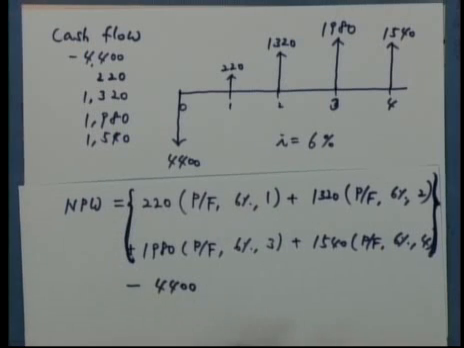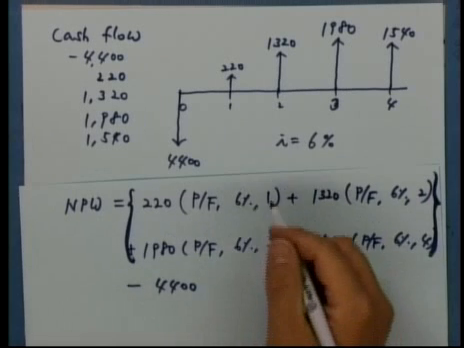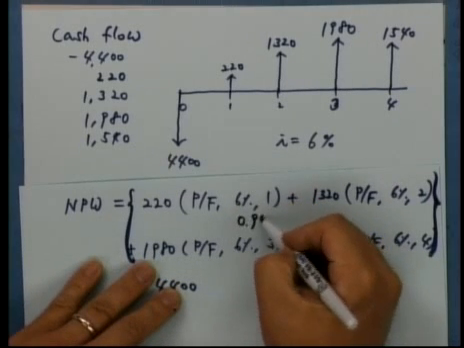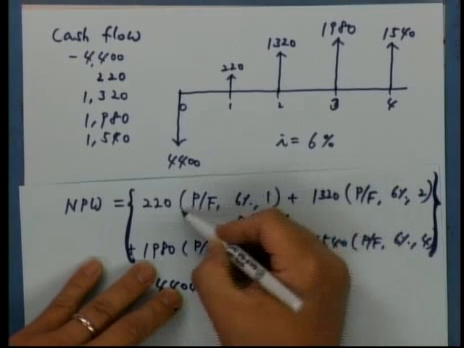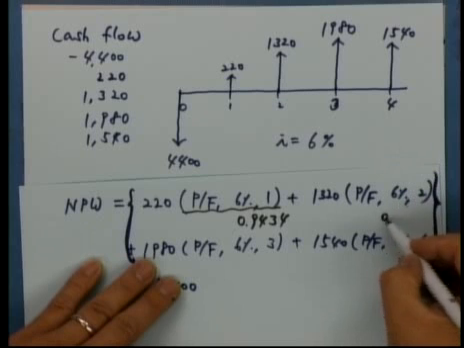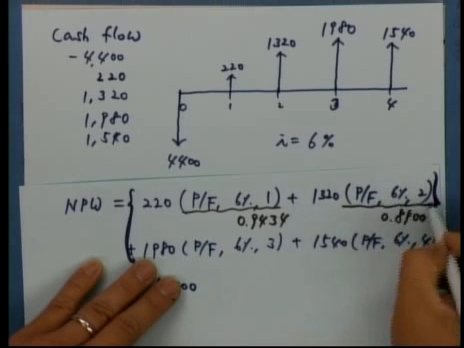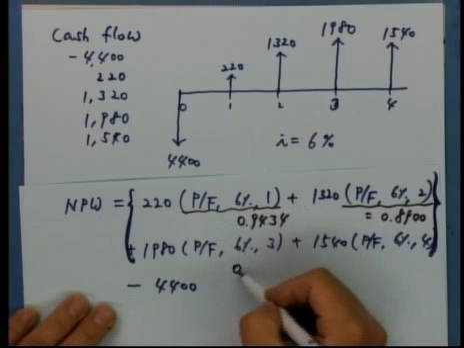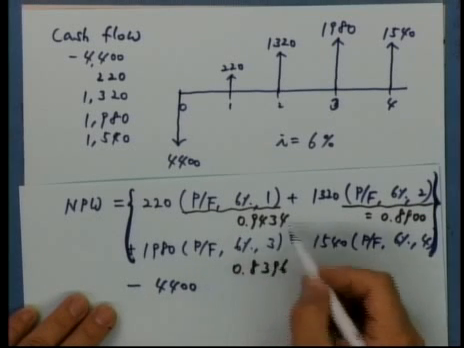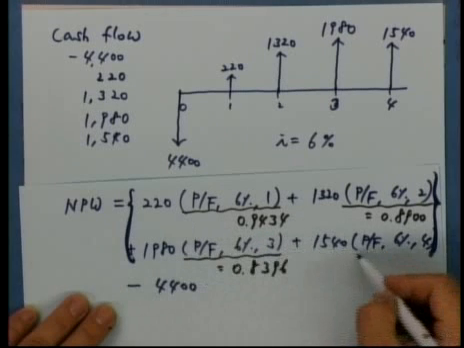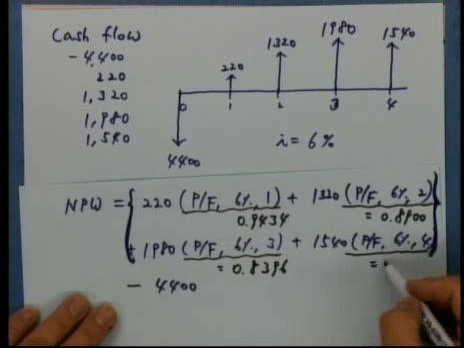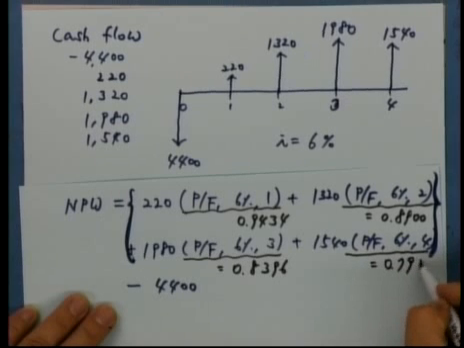So let's get these 4 factor values. At 6%, P given F over 1 period is 0.9434, and 0.8900, 0.8396, 0.7921.